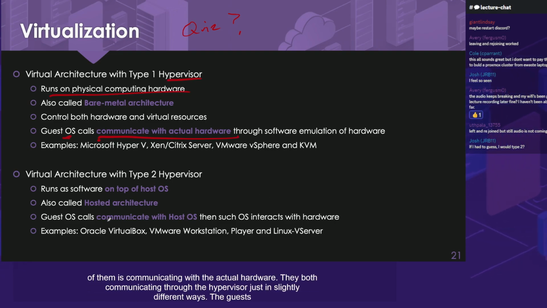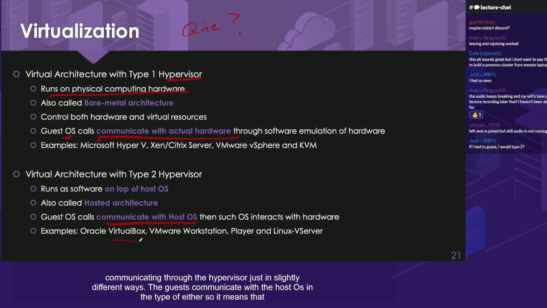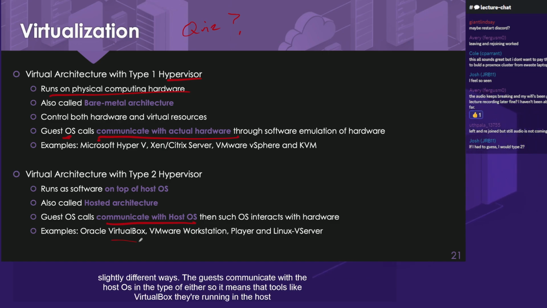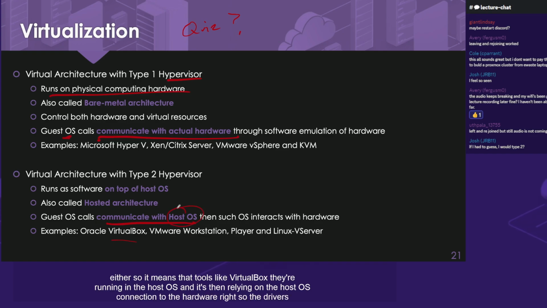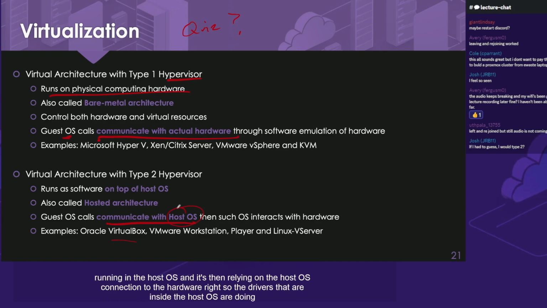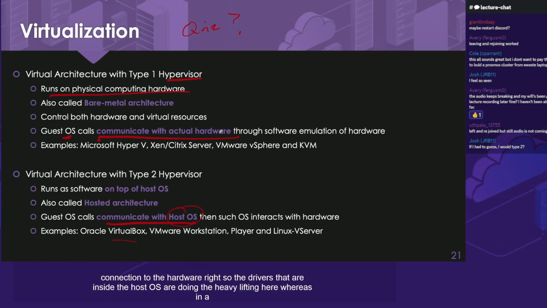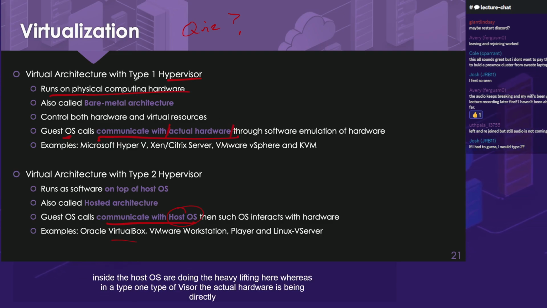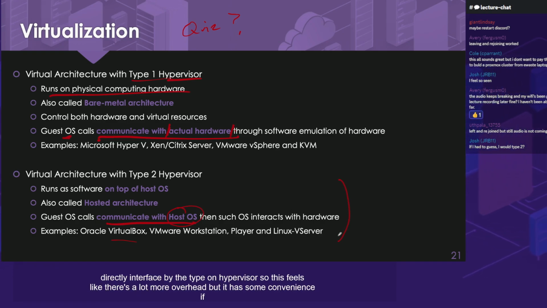The guest OS communicates with the host OS in the Type 2 hypervisor, so tools like VirtualBox are running in the host OS, and it's then relying on the host OS's connection to the hardware, right? So the drivers inside the host OS are doing the heavy lifting here, whereas in a Type 1 hypervisor, the actual hardware is being directly interfaced by the hypervisor. So this feels like there's a lot more overhead, but it has some convenience, if that makes sense.